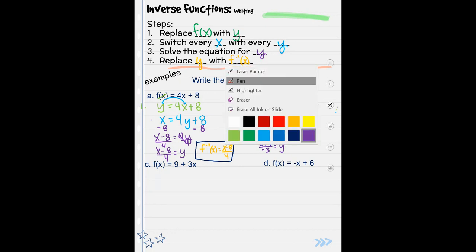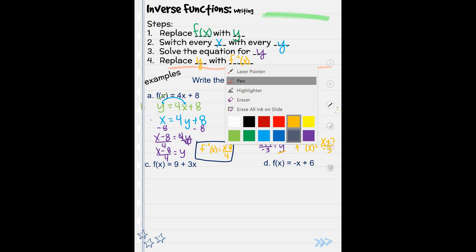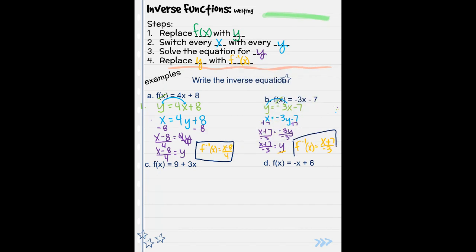Almost done, almost done. Sorry about that, Belle. I need to change out this y for an f minus 1 of x. So f minus 1 of x equals x plus 7 divided by negative 3. And I'm fine with you leaving it exactly like this. Okay?